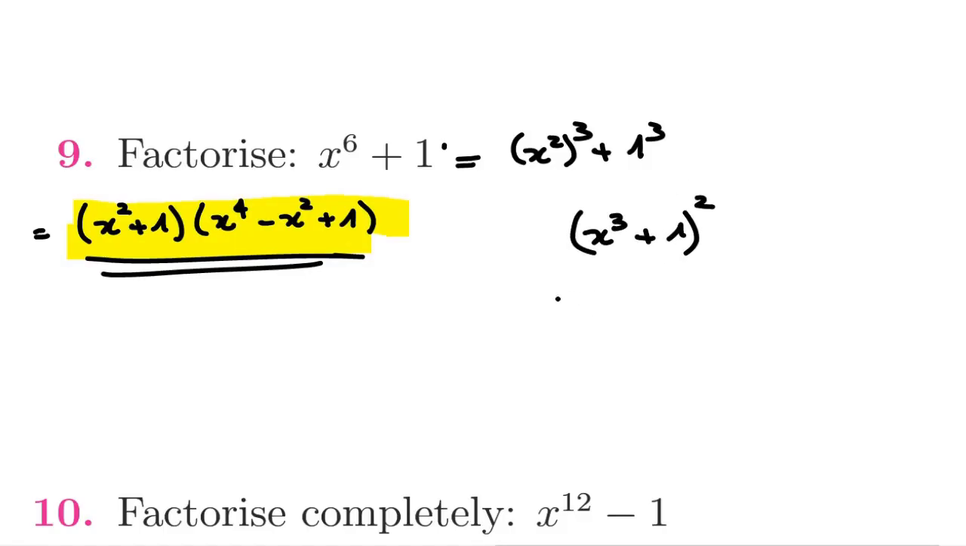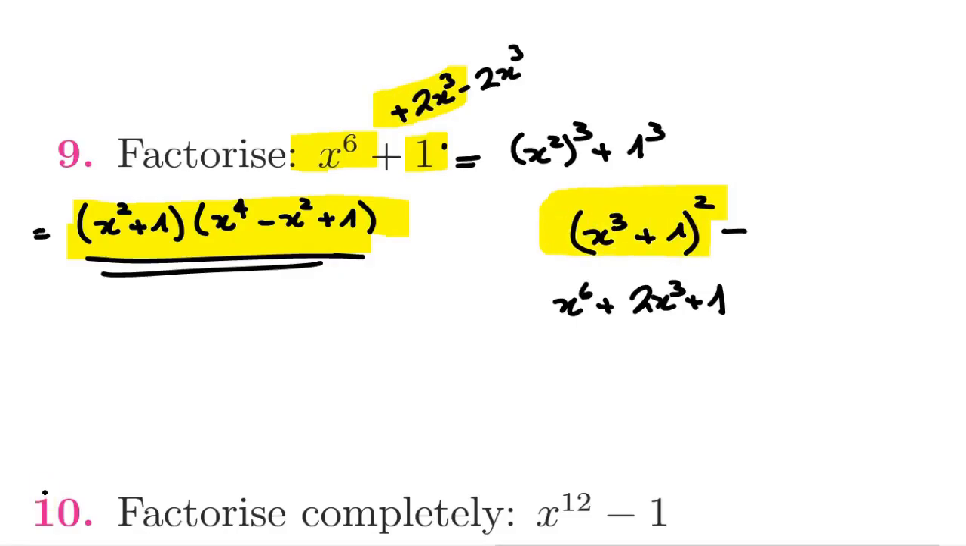What actually comes out when you square it? You get x to the 6th plus 2x cubed plus 1. Is there a 2x cubed here? No, there isn't. Then let's imagine that we add and subtract 2x cubed here, like this. So we set this up like this here. So now we have minus 2x cubed left here.